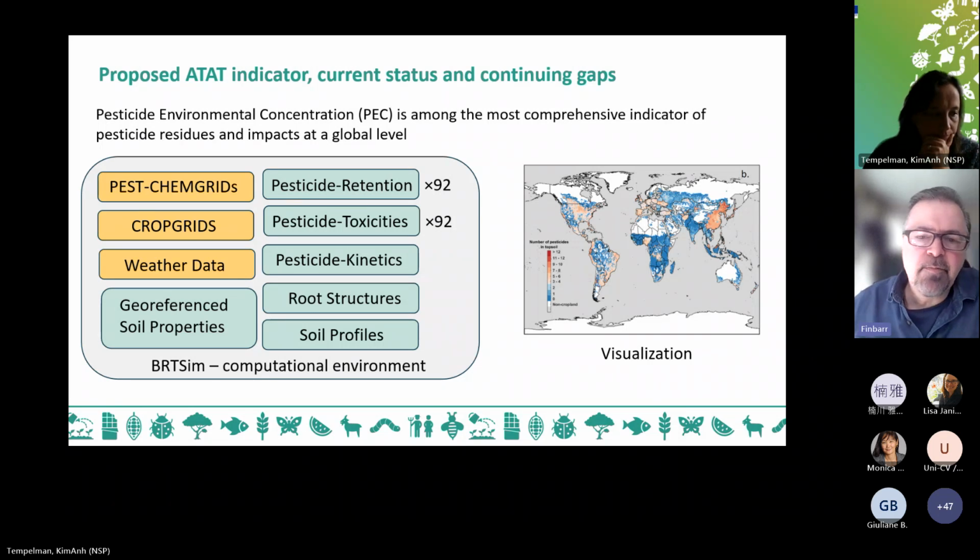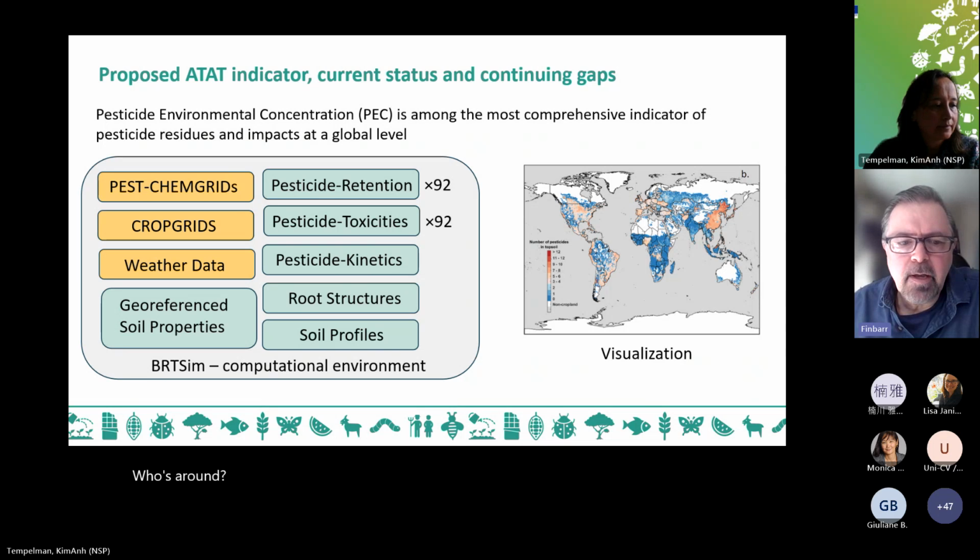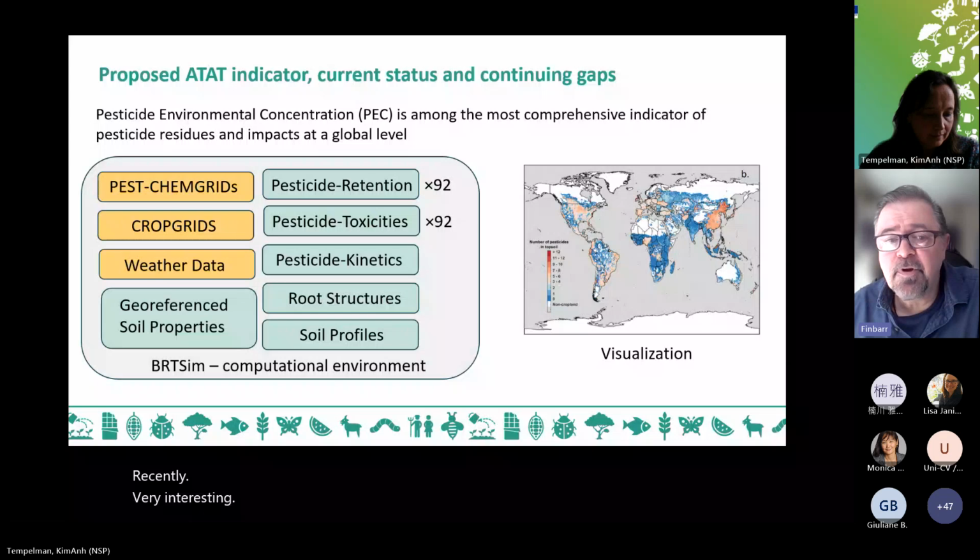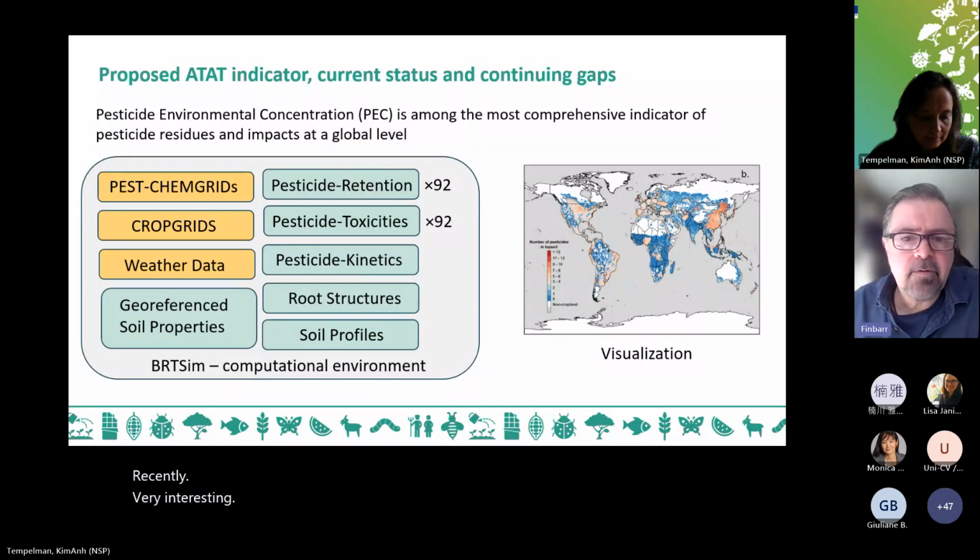So Kim has already mentioned some of the issues around pesticide environmental concentration. Much of that work has been done recently through the University of Sydney. And some of the graphs that we've showed earlier on, including the effects of pesticides on earthworms globally, which is some very interesting output from these models, has been shown already and is very useful for understanding the environmental fate of pesticides.